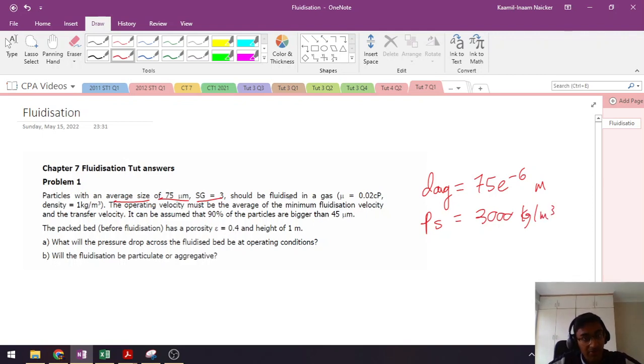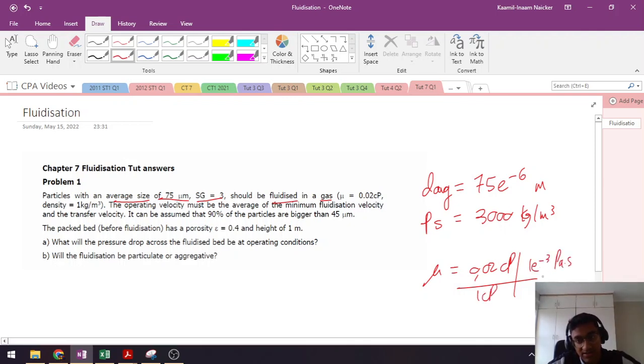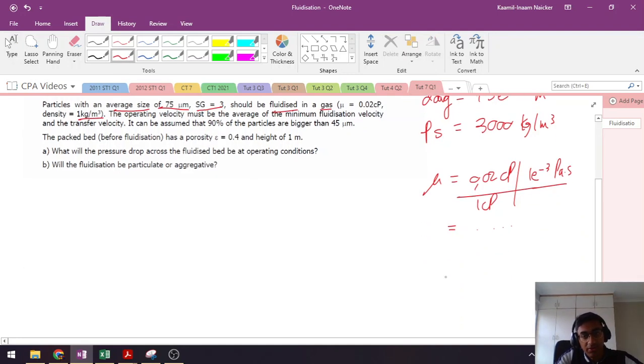And now they start talking about the gas. So these particles must be fluidized in the gas. The viscosity of the gas is 0.02 Cp, and by now you should remember that 1 Cp is 1 times 10 to the minus 3 Pascal seconds. That is the SI conversion. They also tell you that the density of the gas is 1 kilogram per cubic meter, so I'll write it as rho g equals 1 kilogram per cubic meter.